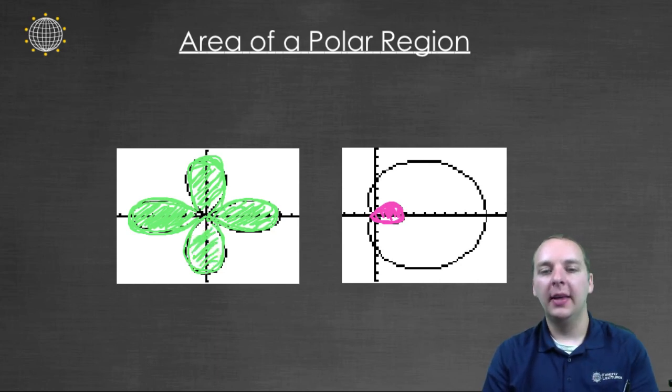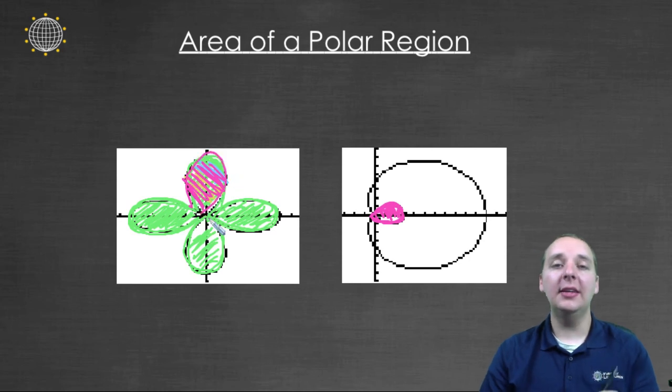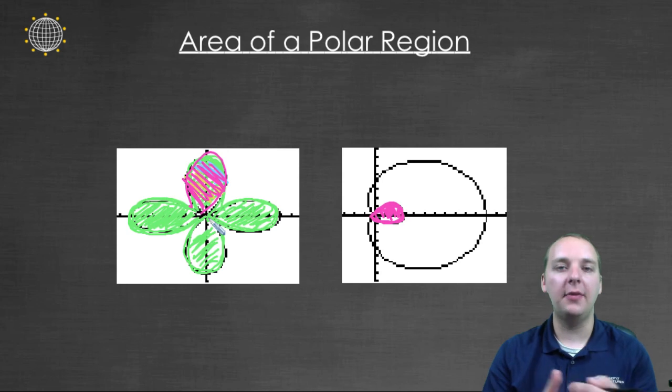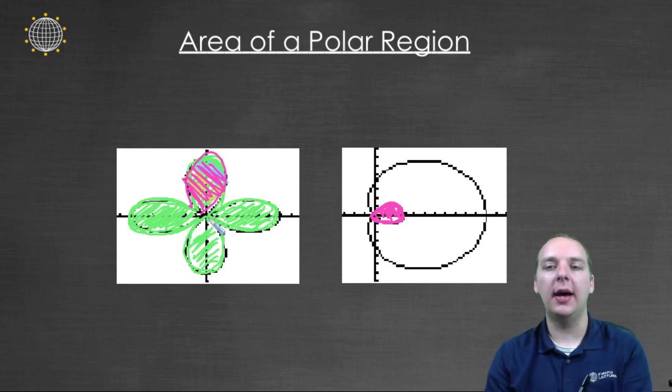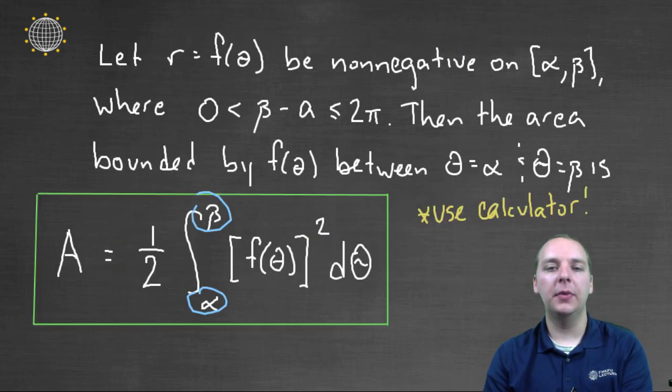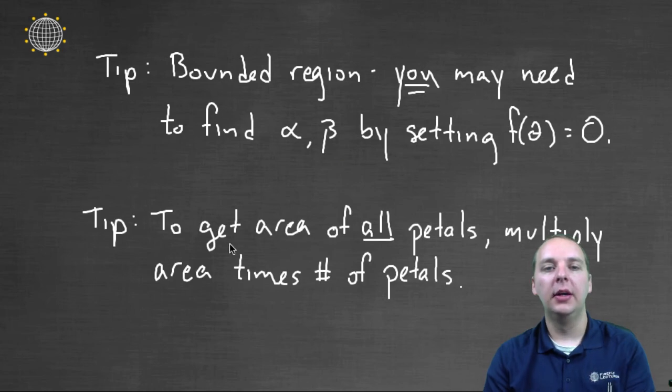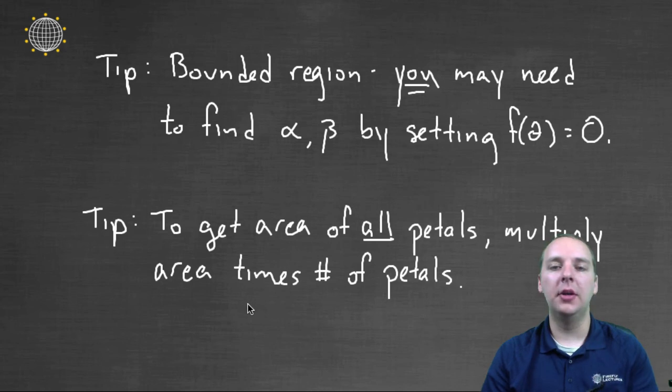What you can do is very simply find the area of one petal, right? Maybe one that has a positive r value. Here, let me sketch it right here. Maybe this guy right here. And then when you get that answer, just multiply it times 4, or times 3, or times 5, or however many petals that you have. So that would be the trick to the second tip here. To get the area of all the petals, multiply the area times the number of petals.